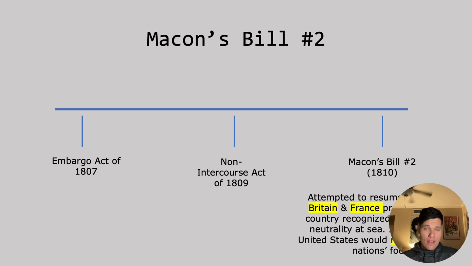The next thing we'll be talking about is Macon's Bill Number 2 in 1810. This tried to reopen trade but added a twist: if neither country respected our neutrality, we'd stop trading with their enemy. That's basically what it stood for. That's pretty much just explaining the bill. So let's go ahead and move on.